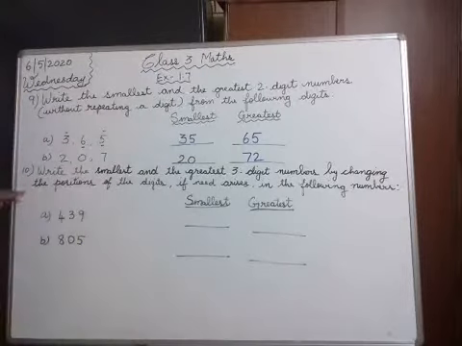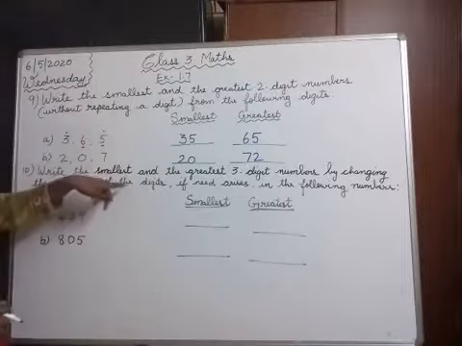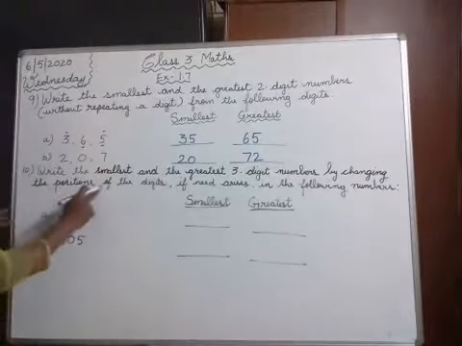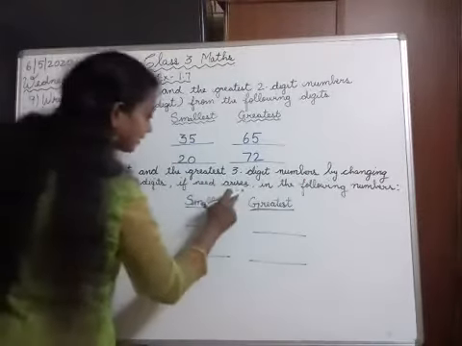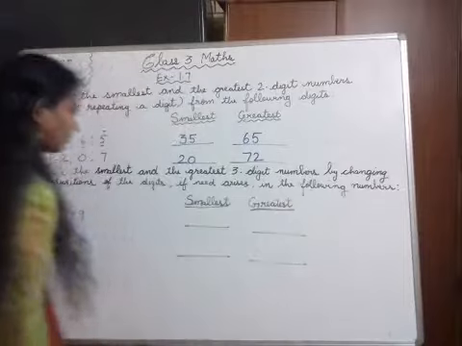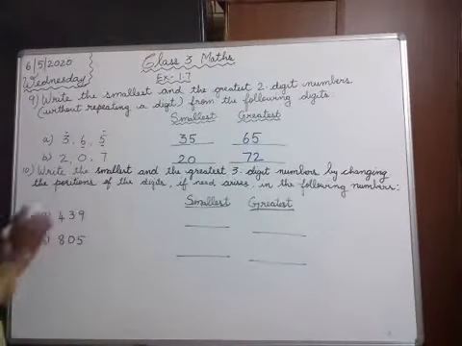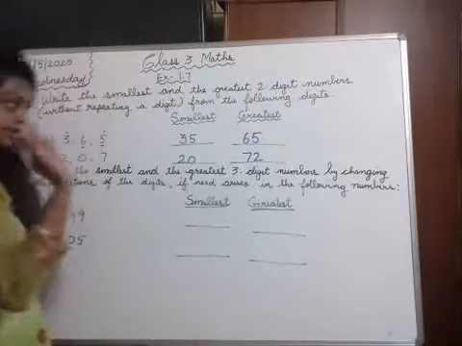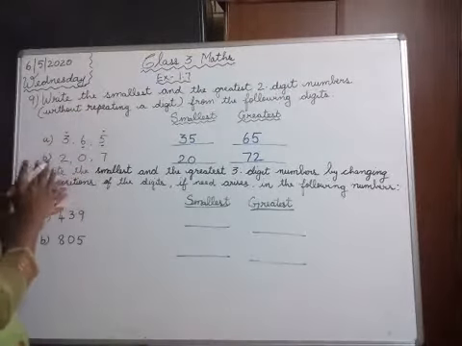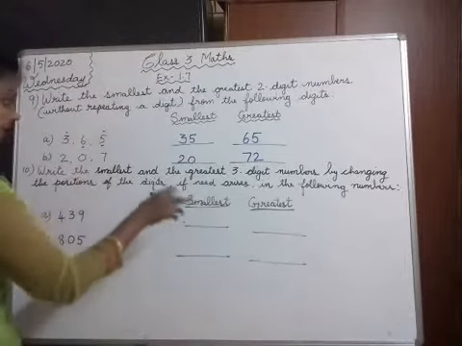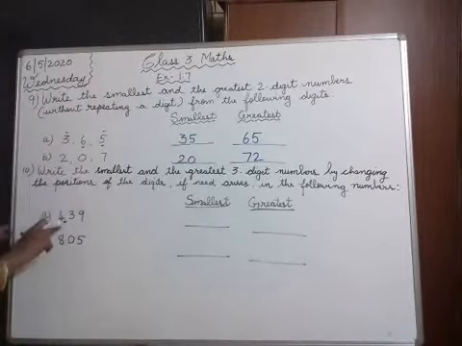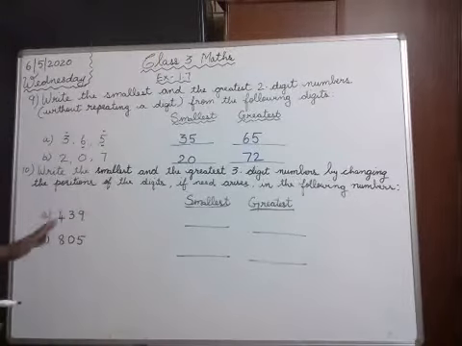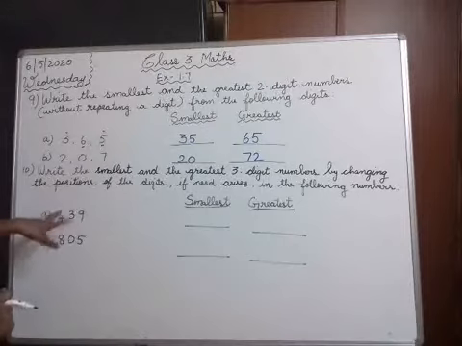Next, write the smallest and the greatest three-digit numbers by changing the positions of the digits if need arises in the following numbers. Here in this question, what we have to do, we have to write the smallest and the greatest three-digit numbers. We can change the positions, but we have to write only three-digit numbers. First, 439. We can change the places.